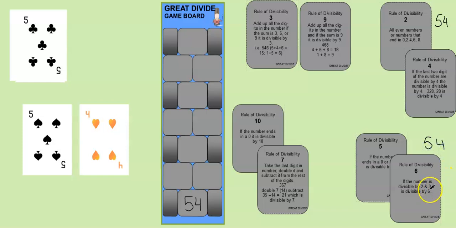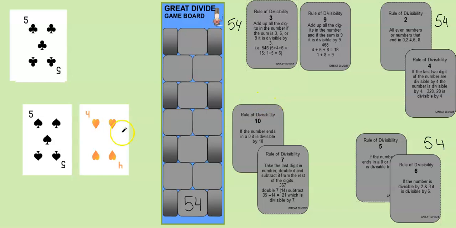Well, the person who has the 3 might be like, oh, hey, if it has 2 and 3, then 3 must be divisible by it, because it says if I add up the digits in the number and the sum is 3, 6, or 9, it's divisible by 3. So we know it's divisible by 9 because we already figured that out. So it's obviously divisible by 3 as well. So that player gets to put 54 on their card.